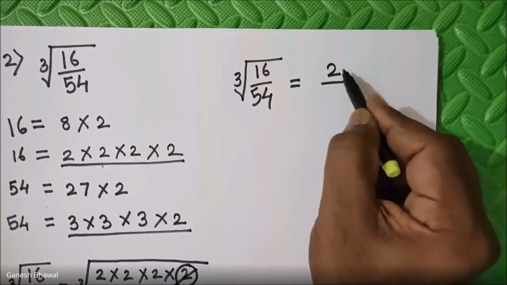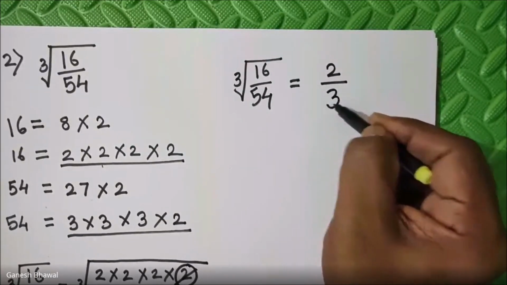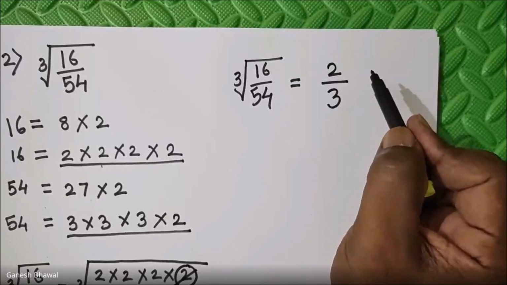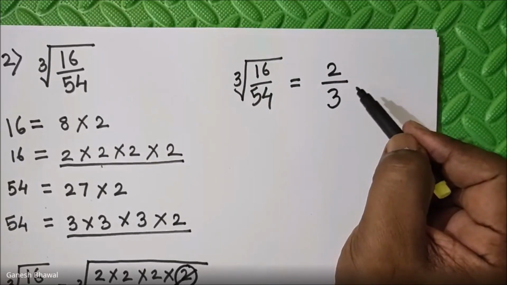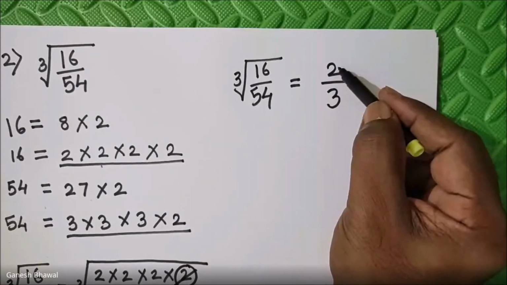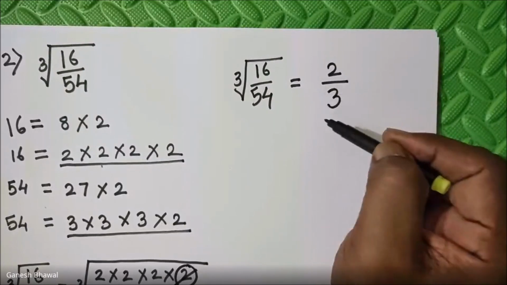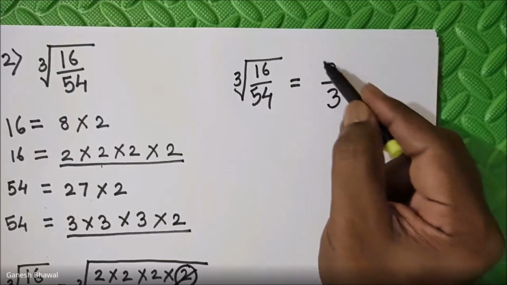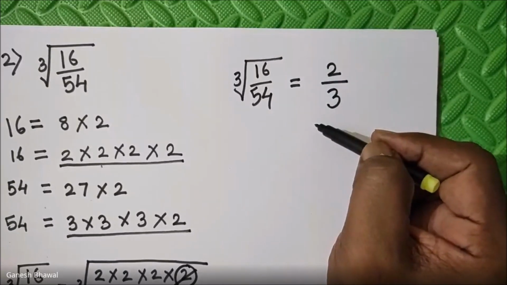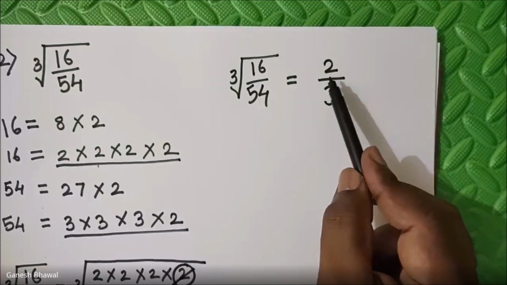Therefore, in the numerator we will take 2 and in the denominator we will take 3. Again, I am telling this, sometimes by mistake some students write this answer, but again they put this cube root sign. If you put the cube root sign here, then your answer will be wrong. So be careful.